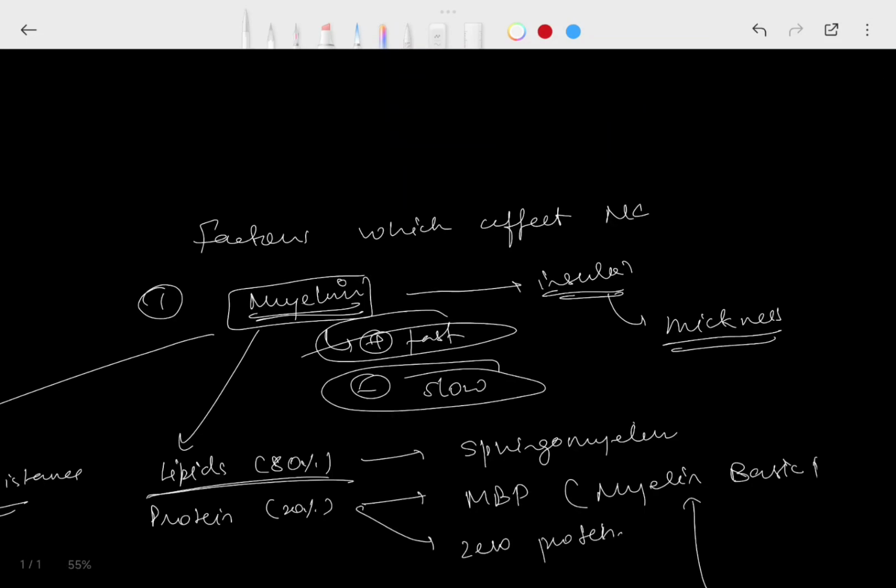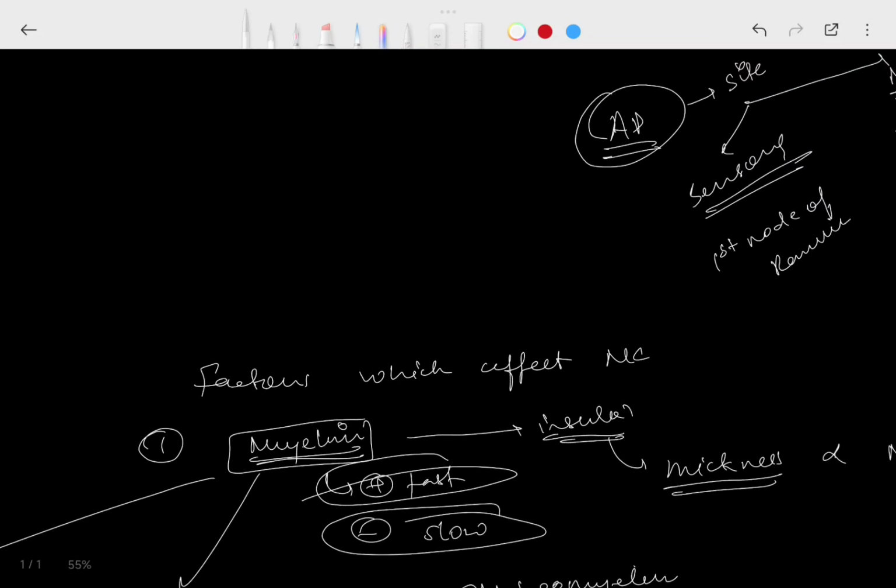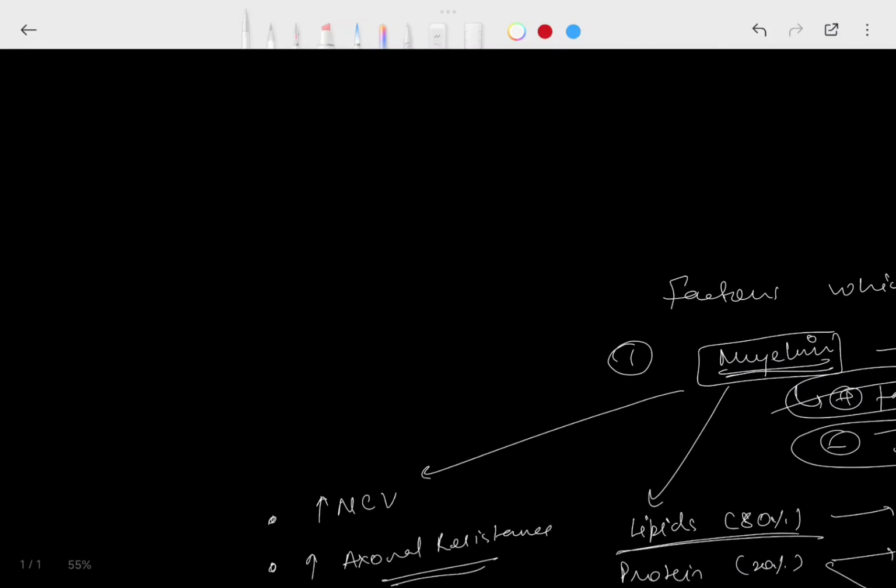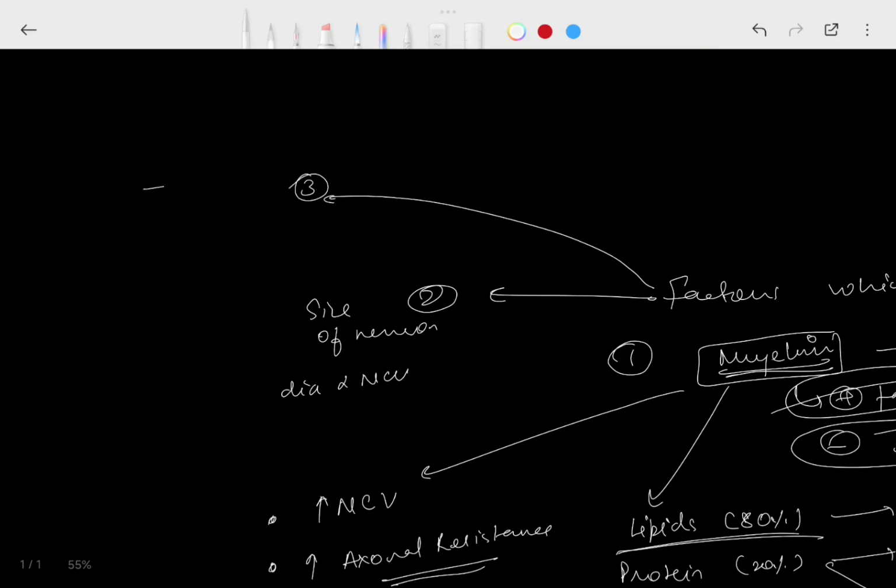Factors affecting nerve conduction velocity: one is myelin, second is the size of the neuron. The greater the diameter, the greater the nerve conduction velocity. Third one is the temperature of the neuron. If the temperature is higher, then the nerve conduction velocity is also higher.